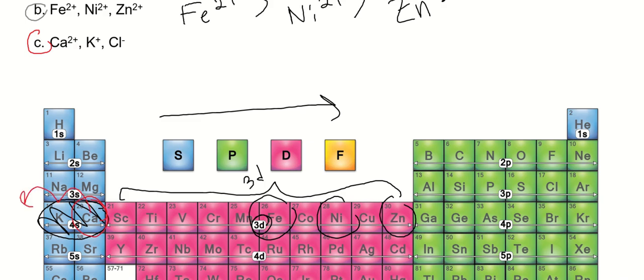Finally, C, we got calcium losing 2 electrons, and that's going to be isoelectronic with argon. Potassium losing 1 electron, so it's also going to have 18, and chlorine gaining 1.